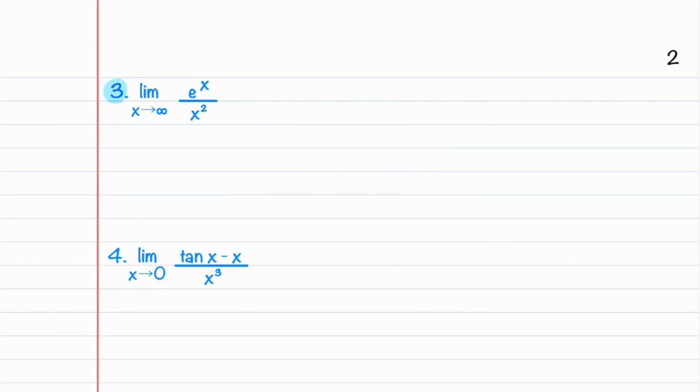Our third example is the limit of e to the x divided by x squared as x approaches infinity. We're going to substitute in that x is infinity, so this gives us e to the infinity, all divided by infinity squared, and this is just infinity divided by infinity. This tells us that we can use L'Hopital's rule, and our limit is the limit as x goes to infinity.